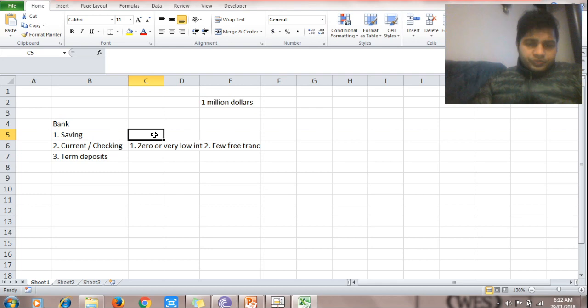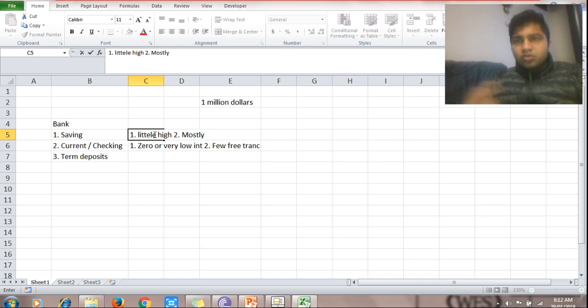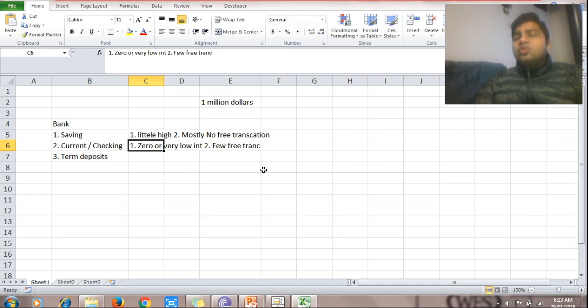A savings account has a little higher interest rate than a checking account, but mostly all the transactions that you make from savings accounts have a fee, so mostly no free transactions. Again, it depends on the country you operate in.